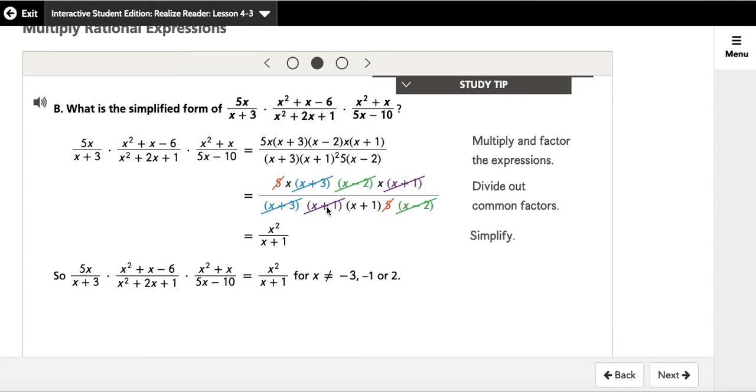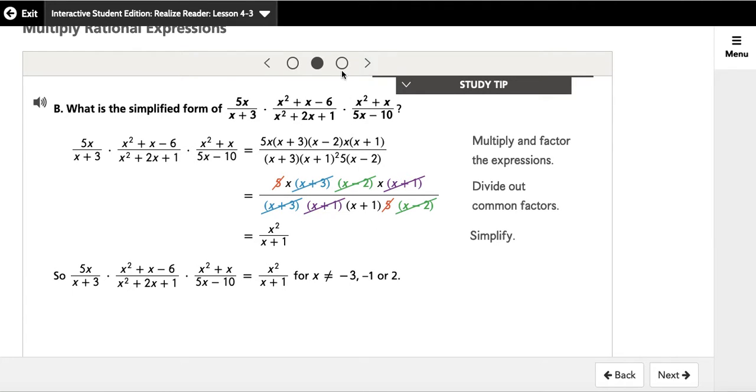Be careful of this x plus 1, because that was squared, so it canceled one of them, but there was still one left behind. Then you have to look at what you didn't cancel out. We didn't cancel out that x or that x, so it's x squared in the numerator. Then in the denominator we have an x plus 1. So there we go, there's our answer with the restriction x cannot equal negative 3, negative 1, or 2.